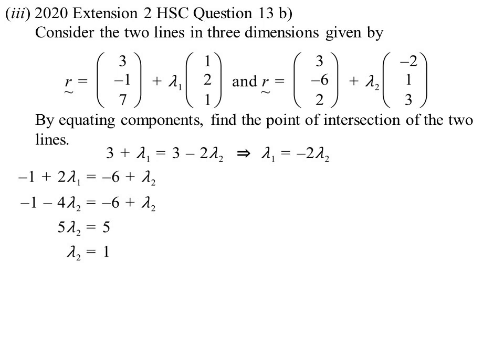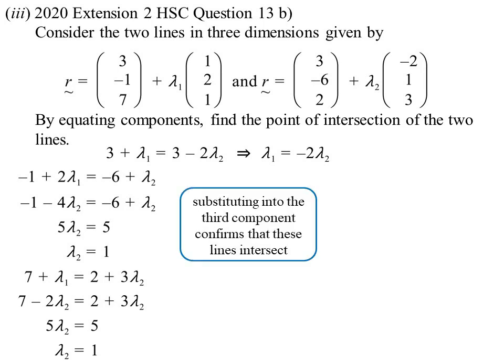So we need to have a look at the z component, and hopefully this will give us the same value. So 3 plus lambda 1 is equal to 2 plus lambda 2. And yes, we do get the same one. So that confirms, yeah, they are meeting. Both lines are meeting at the same point. So you need to substitute into that third component to confirm that yes, those lines intersect.